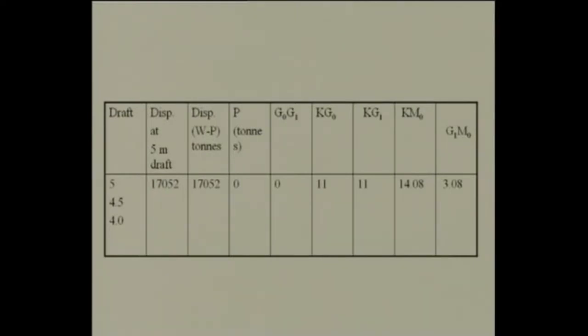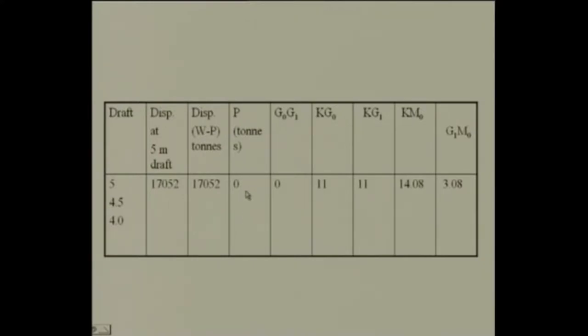So it is at a draft of 5 meter, then displacement is given as 17,052 tons. Then what happens is that the P keeps increasing. The ship is being dry docked, so slowly the displacement of the ship, the draft comes down, and therefore the buoyancy decreases and W minus P decreases. In this case you can see that the P keeps increasing.